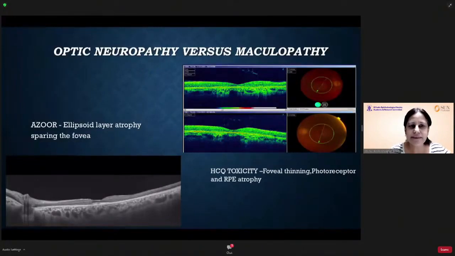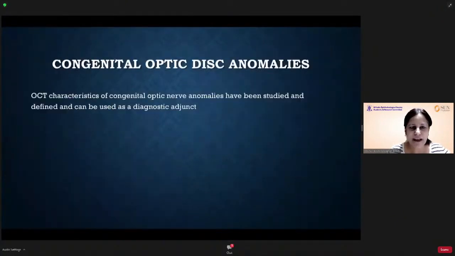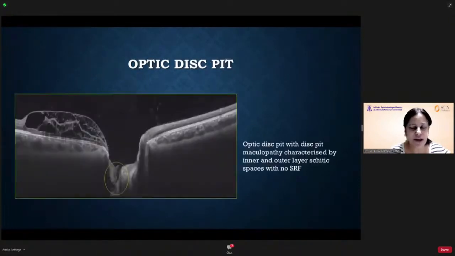Another place where OCT is very useful is differentiating between optic neuritis and subtle maculopathies like AZOOR and HCQ toxicity. We have Dr. Bassi with us, so let's look at some of the congenital optic disc anomalies and their OCT characteristics, which have been studied, defined, and have been used as a diagnostic adjunct.